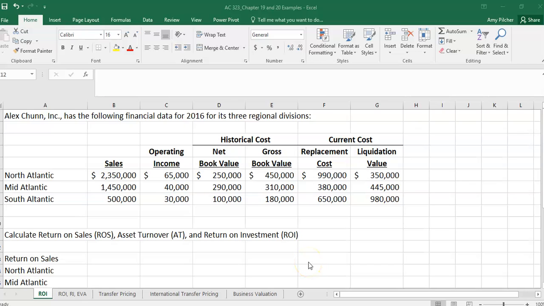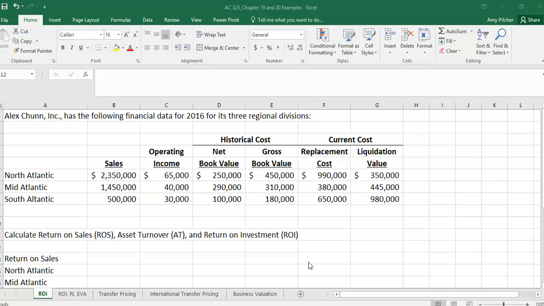Chapter 19 and 20 examples for accounting 323 or cost accounting. In chapters 19 and 20, we talk about different performance evaluation models and company valuation models that we use to determine how well a company is performing or a division is performing. In this example, we have 3 different divisions and we're evaluating what their return on investment, or their ROI, is.